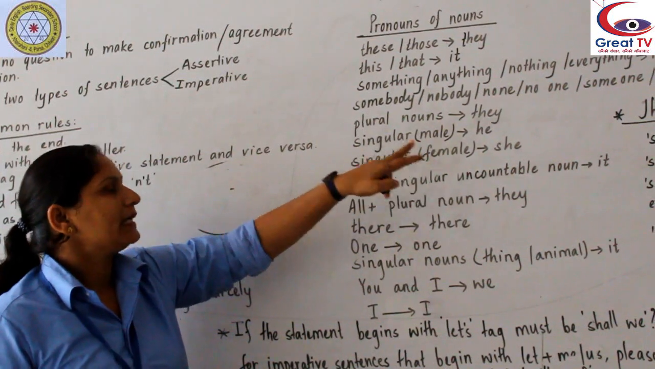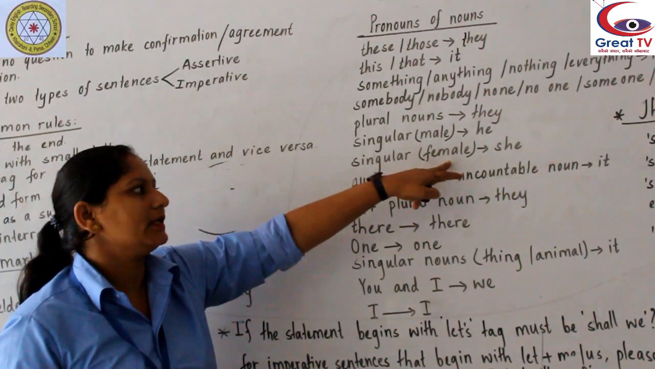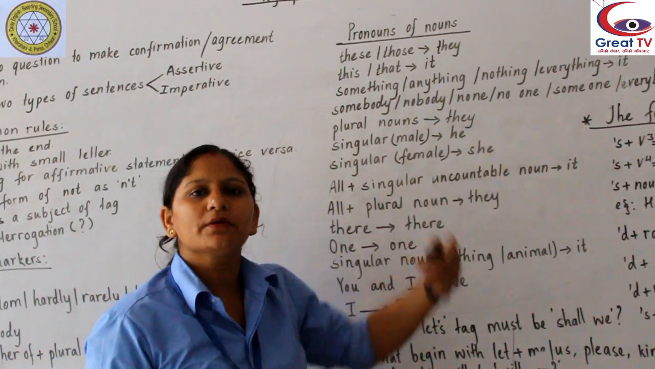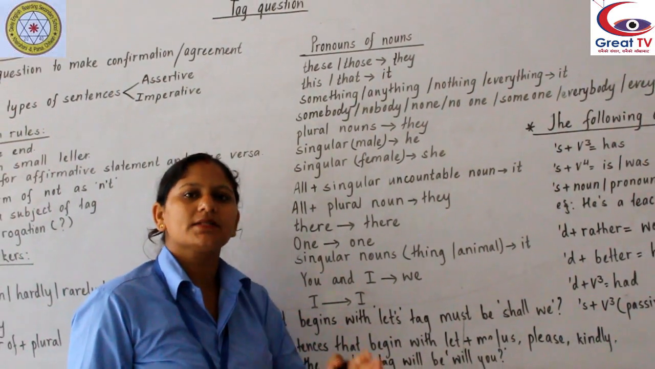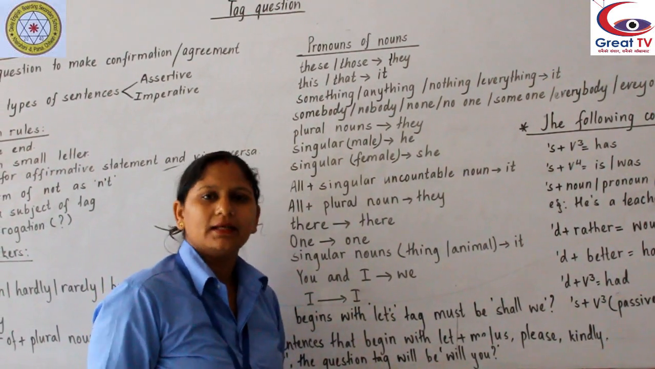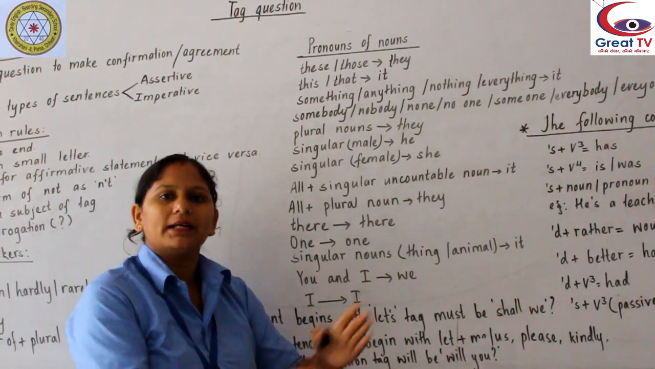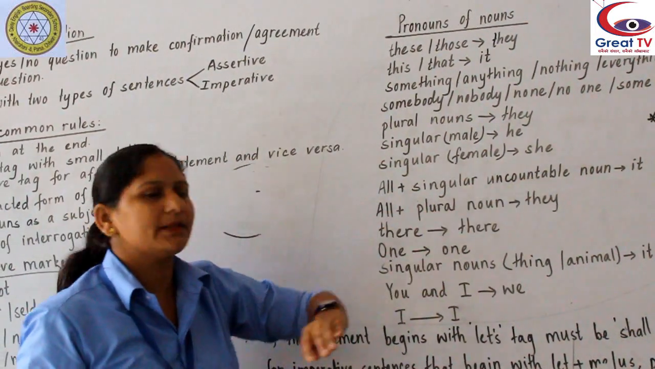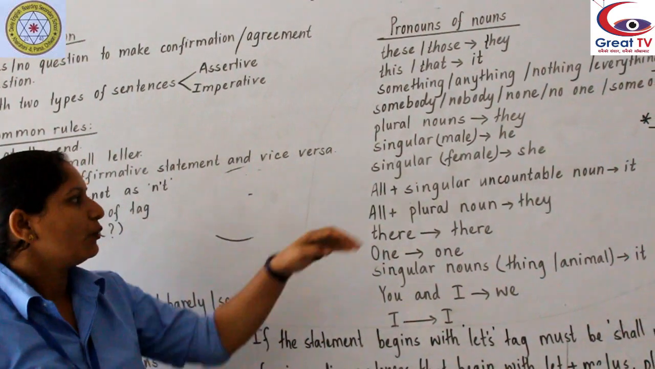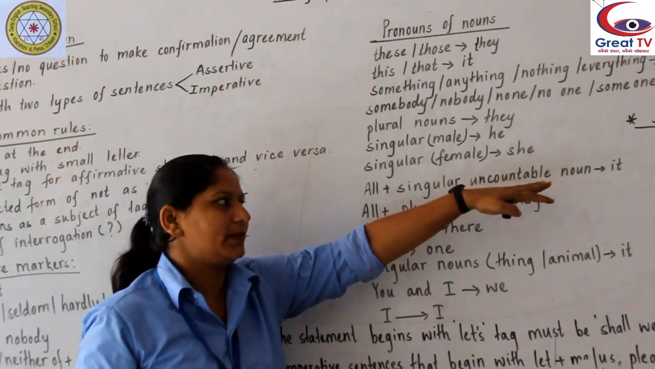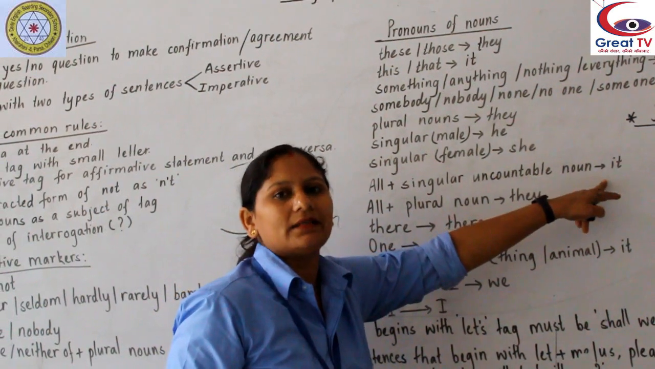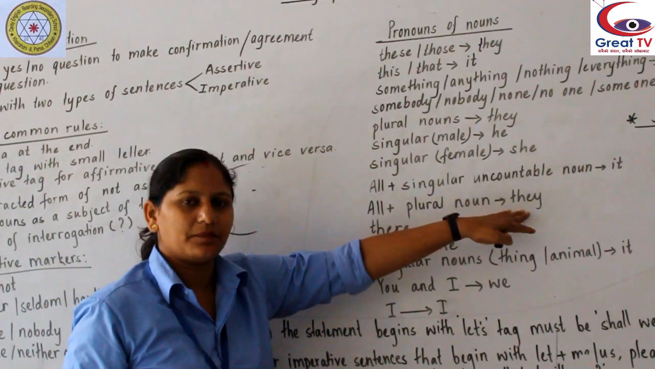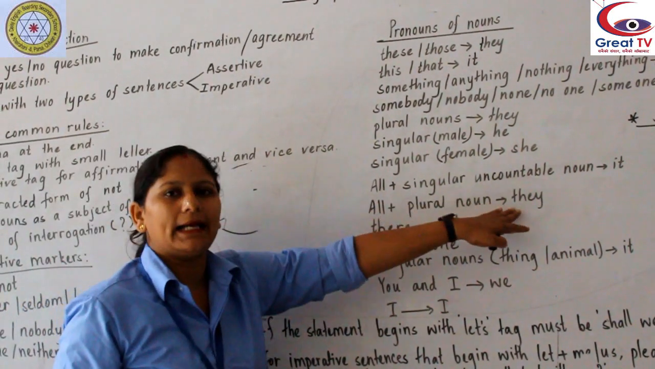Or female. If the noun is singular and female, then she. Seema writes beautifully, doesn't she? Seema is a girl. Seema is female. All plus singular uncountable noun, it. With all plus singular uncountable noun, the pronoun becomes it. All plus plural nouns, they.